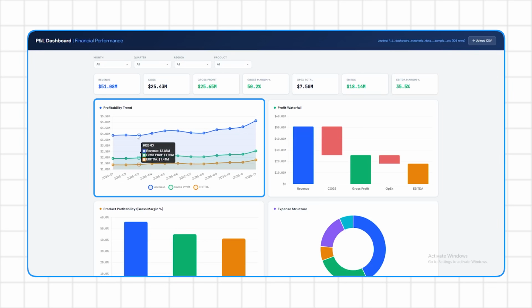The profitability trend chart plots revenue, gross profit, and EBITDA by month. If revenue keeps climbing but EBITDA flattens, you know costs are scaling faster than the top line, and you can see that developing in real time rather than catching it at the end of the quarter.